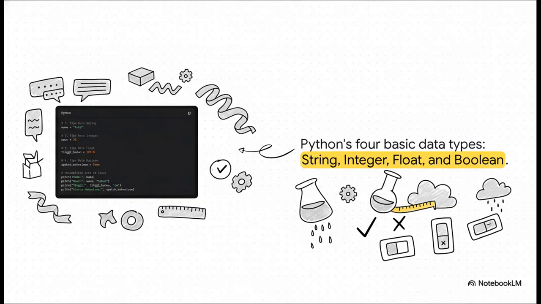So what kind of stuff can we put in these boxes? Well, there are four main types of data. You've got strings, which are basically just text. You have integers for whole numbers, and floats for numbers that have a decimal point. And then there are booleans, which are super simple. They're just either true or false. The cool thing is, Python is usually smart enough to figure out which type you're using all on its own.